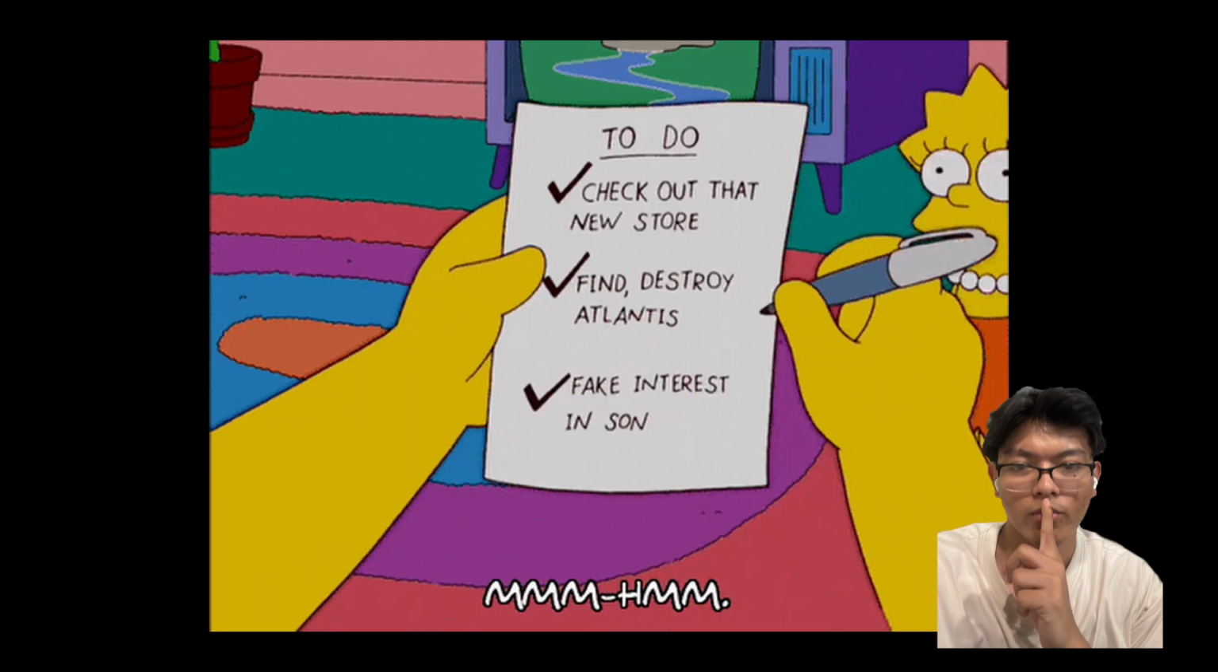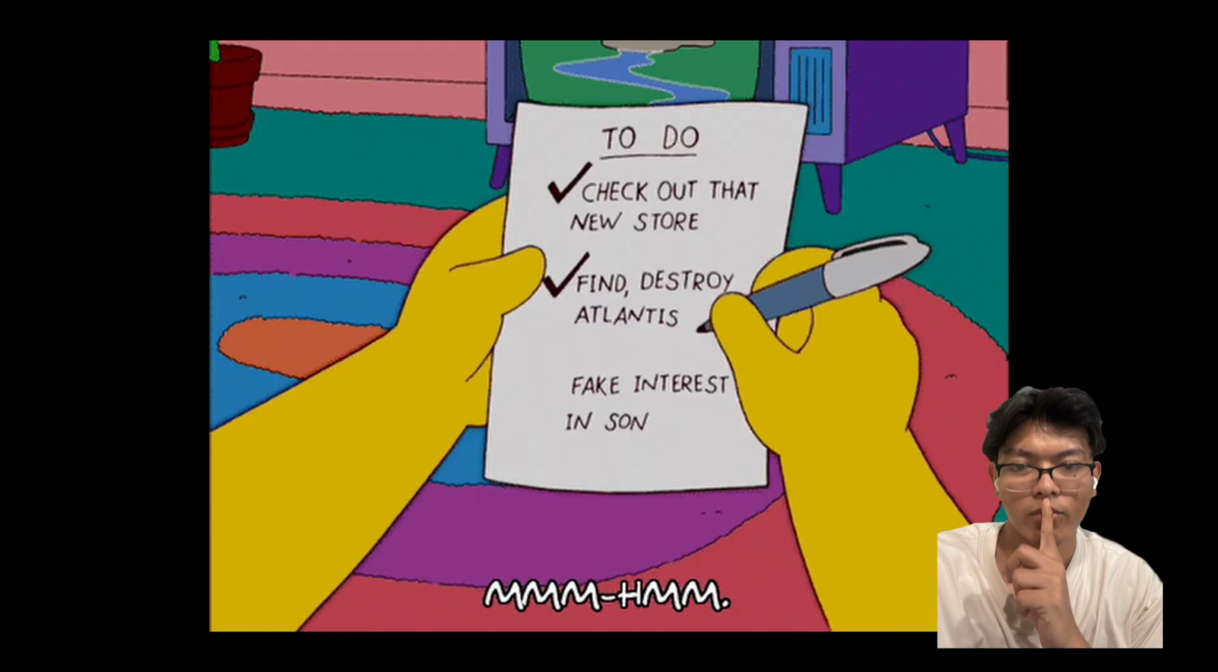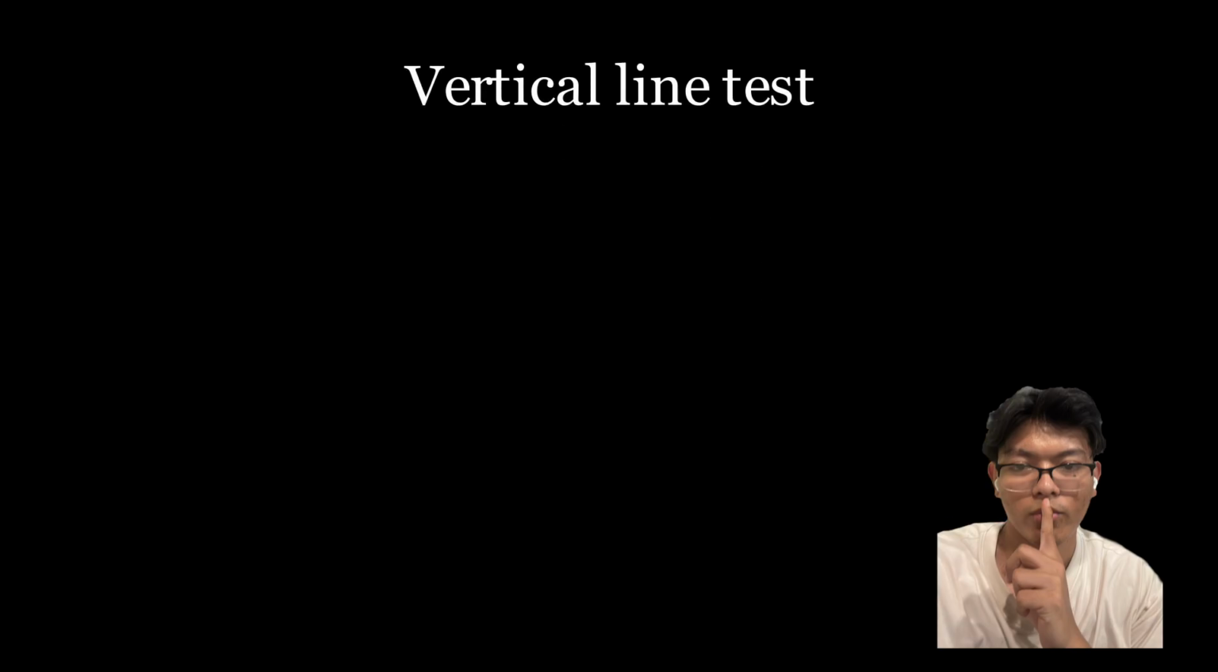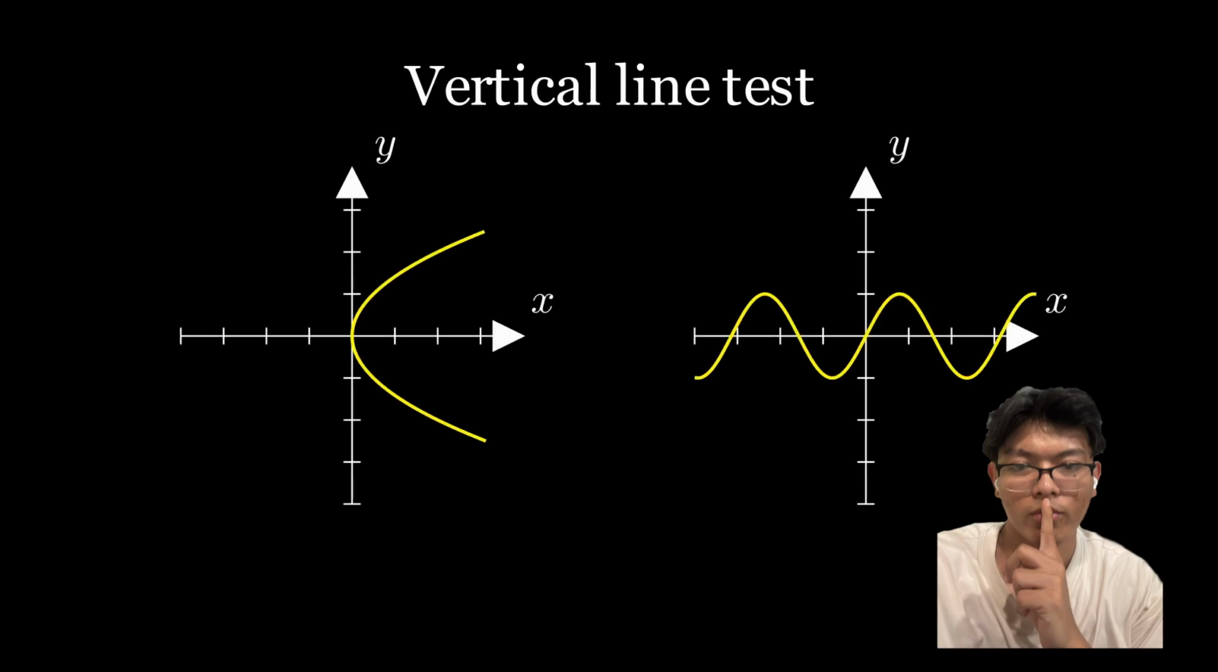And there's also another way to check if it's a function. I would call it the vertical line test. If you plot an equation as a graph and you draw a vertical line anywhere on it, if the line touches the graph in two or more places, then that is not a function.